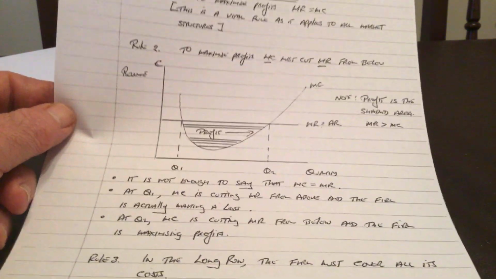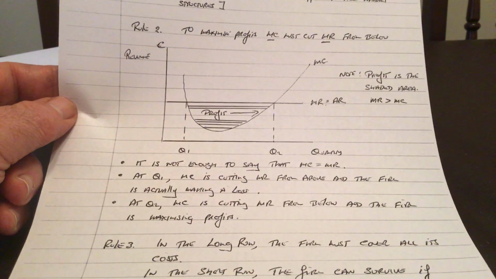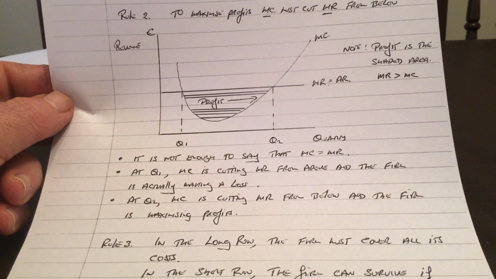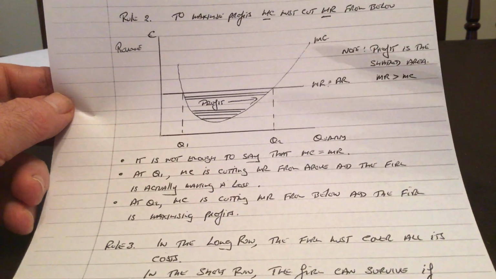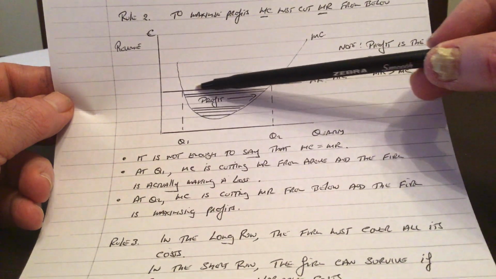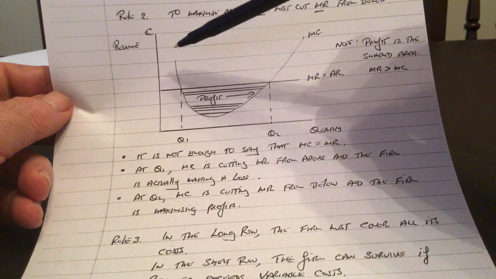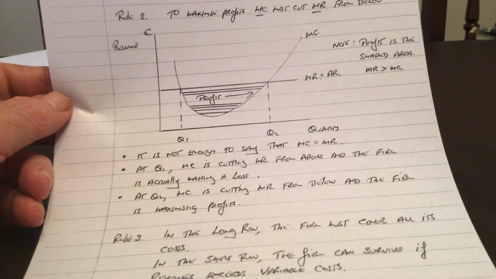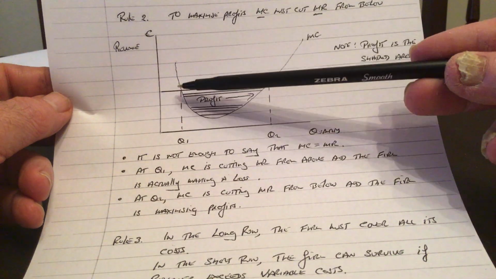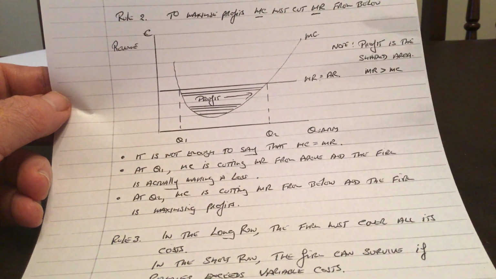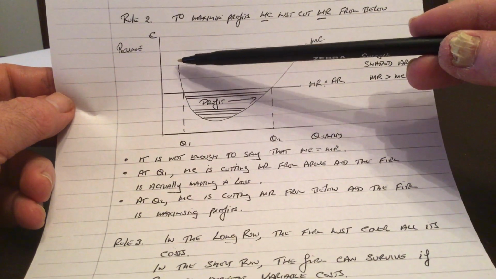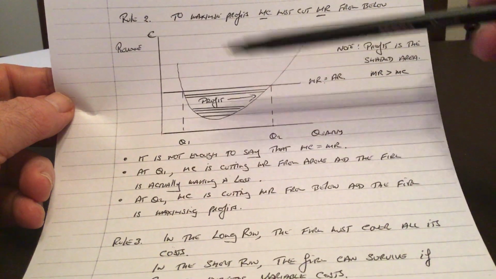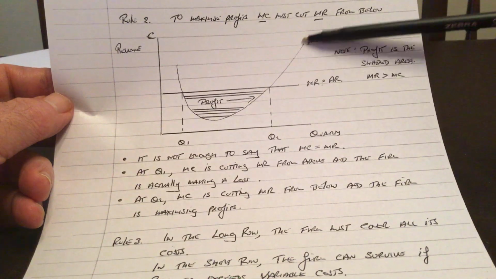Now let's have a look at proving that you must produce where MC is equal to MR and MC cuts MR from below. Looking at this diagram, there's the marginal revenue curve and there's the marginal cost curve. You can see that the marginal cost curve cuts the marginal revenue curve at two places. So where should they produce? This is the marginal cost curve cutting the marginal revenue curve from above. Here's where it's doing it from below.